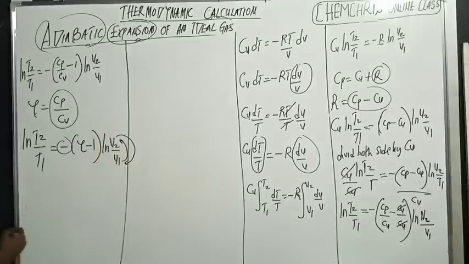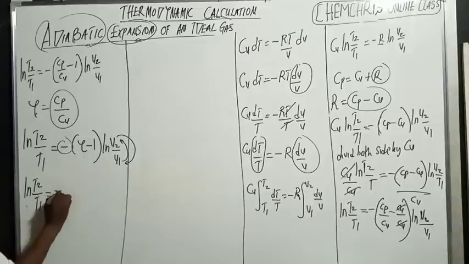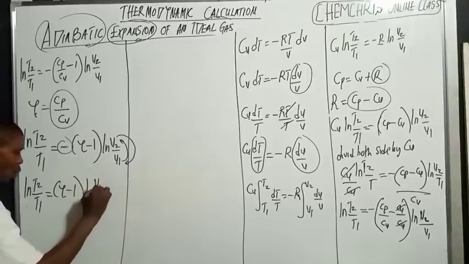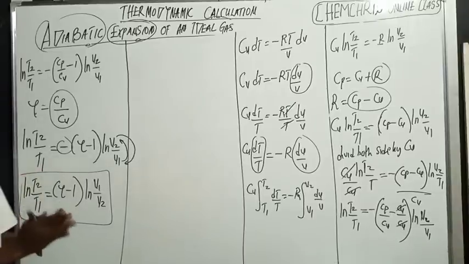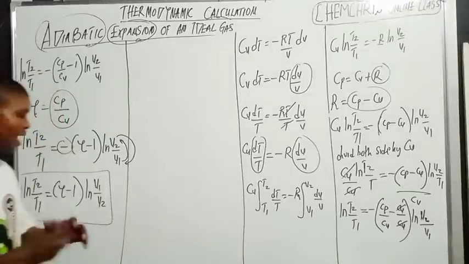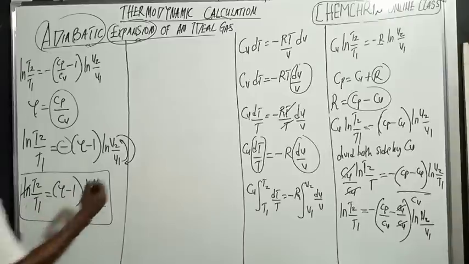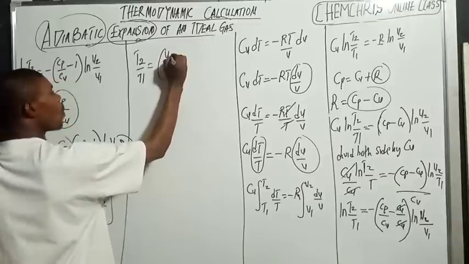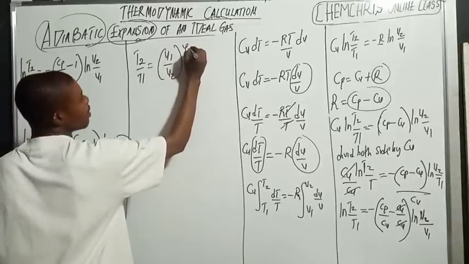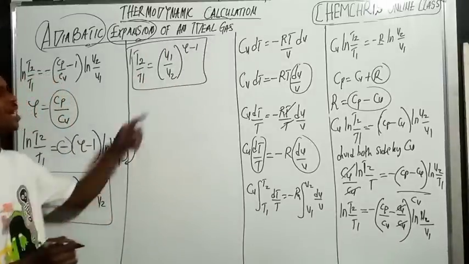So if I invert it, removing the minus sign, here I have ln T2 over T1 equals to gamma minus 1, ln V1 over V2, right? Now, there's a way they did it here which I did not really fully understand. Then T2 over T1 equals V1 over V2 to the power gamma minus 1. So this is now the final formula, derived.